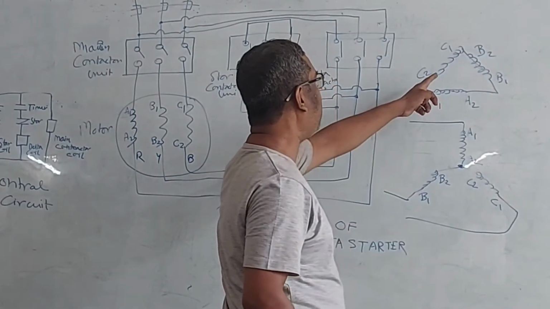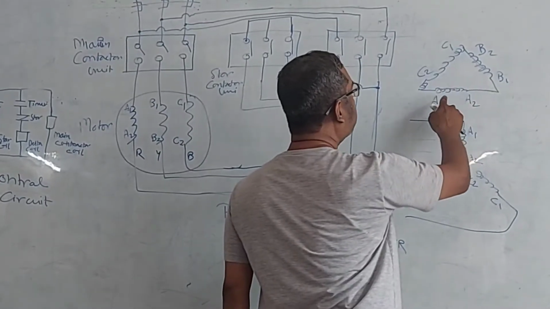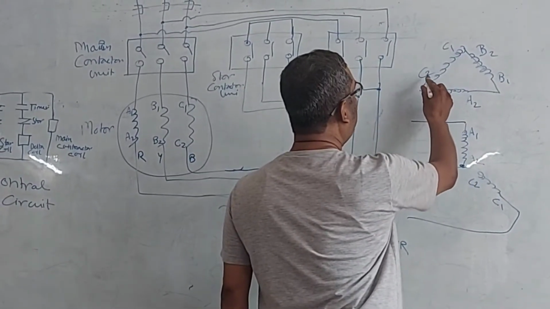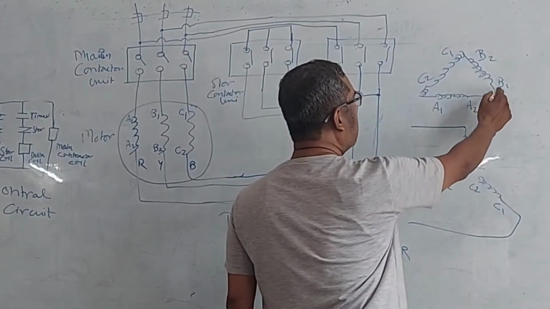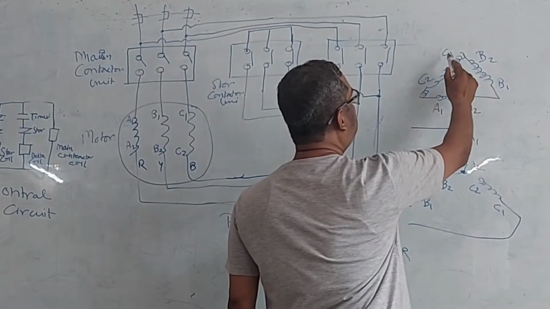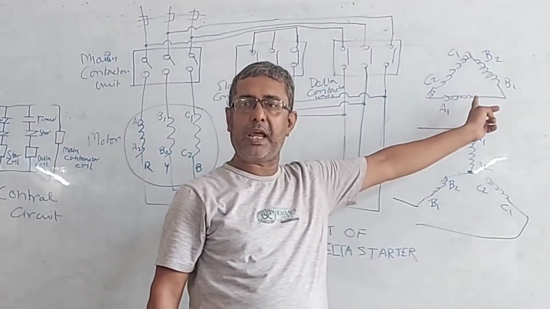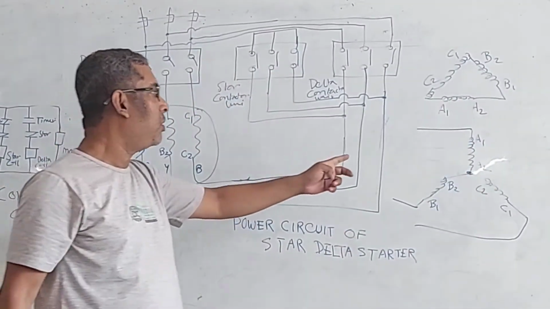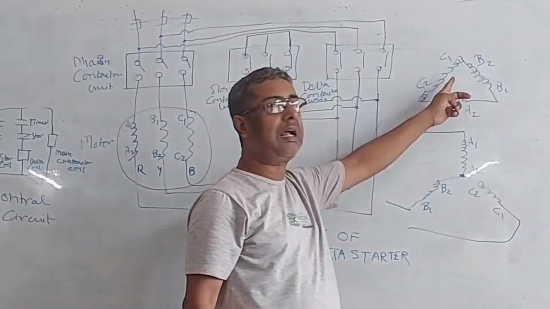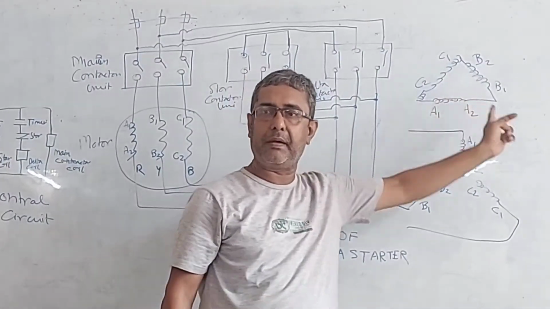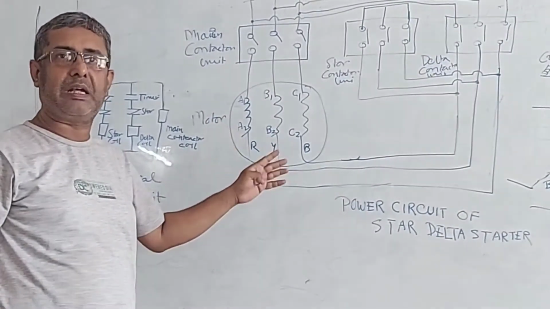And this is the delta winding. Here, the C2 point of this winding is connected with the A1 point, the A2 point is connected with the B1 point, and the C1 point is connected with the B2 point. Then we form a delta winding. So to make a star connection, we have to make this connection, and to make a delta connection, we have to make this connection. Just by changing the connection, we can convert it from star to delta.